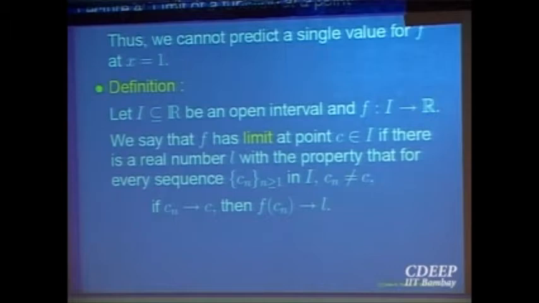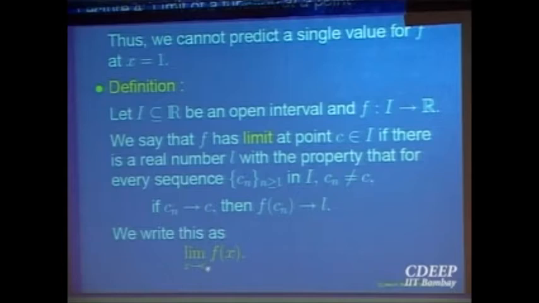Is it clear to everybody what the concept of a limit is? A number L will be called the limit of the function at the point x equal to c, provided for every sequence c_n in the domain, c_n not equal to c, whenever c_n converges to the point c, f of c_n should converge to that value L. Then that value L is called the limit of the function at that point.